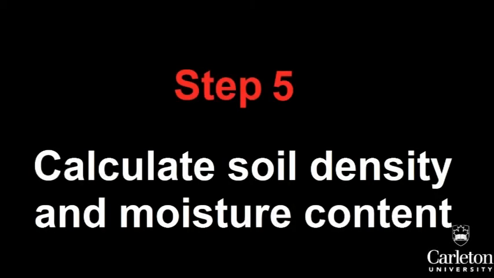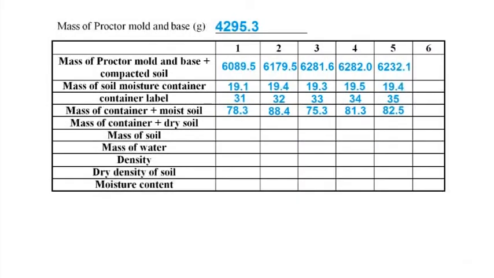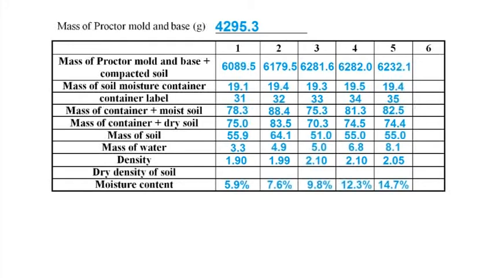Now that we have completed the standard Proctor compaction, we will need to calculate the soil density and moisture content for each of our tests. After 24 hours in the oven have passed, record the mass of each of your moisture containers plus the now dry soil. Calculate density and moisture content for each test.